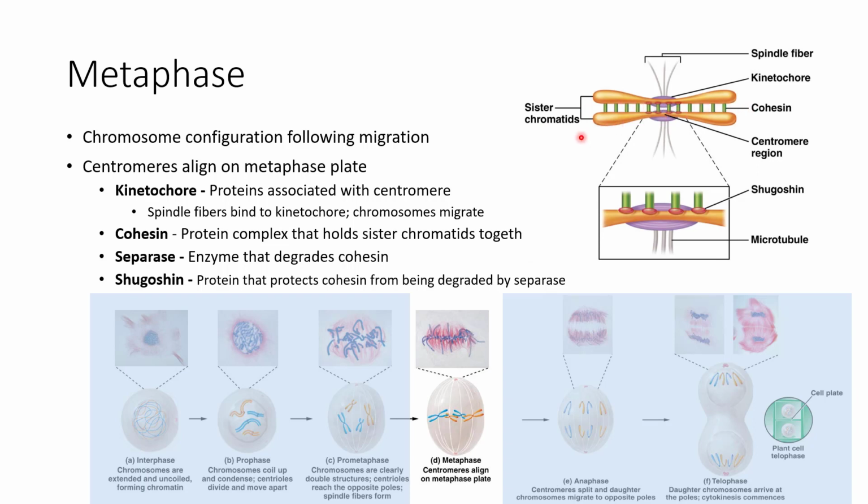The cohesion that's going to break down first is the stuff that's not associated with the centromere. So this will be gone well before we ever align on the metaphase plate. This takes a little bit longer. But by the time we get to the metaphase plate, that separase starts to break down the cohesion, right? It can no longer hold it together, and it starts to break apart.